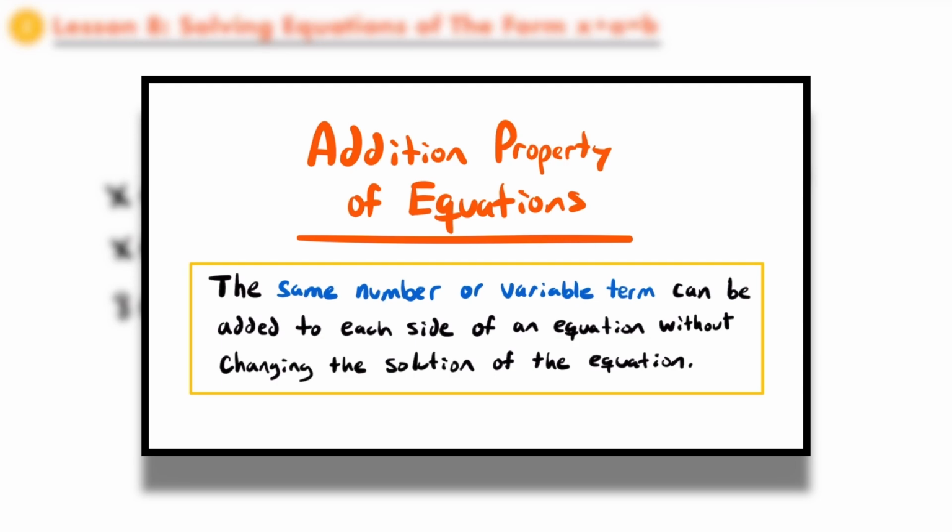Okay, and by extension, because subtraction is essentially defined in terms of addition, you could also think of it as being able to subtract the same number from both sides of the equation. All right, so really you can think of the addition property of equations as allowing you to add or subtract the same value to both sides of an equation without affecting the solution. The equation will still remain true.